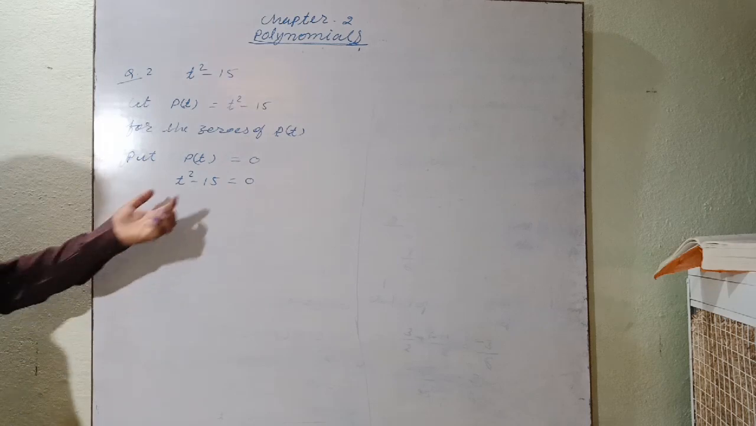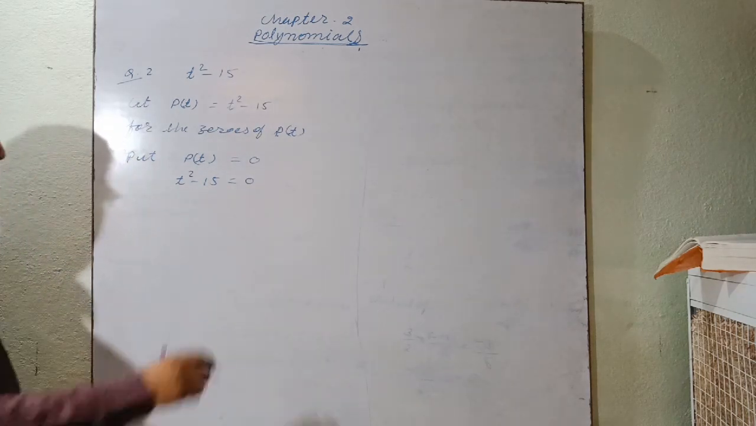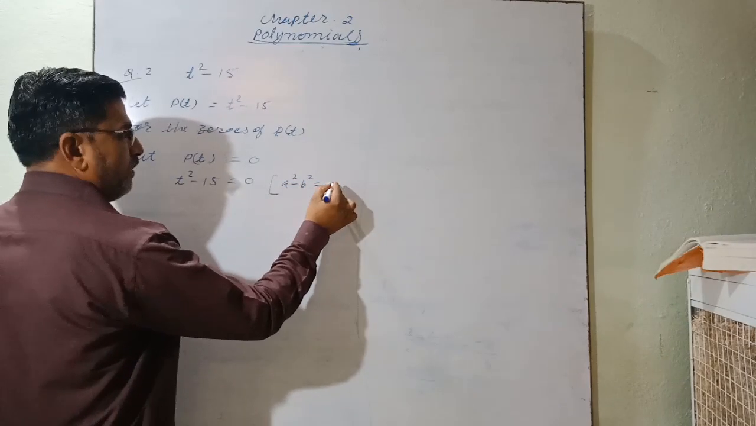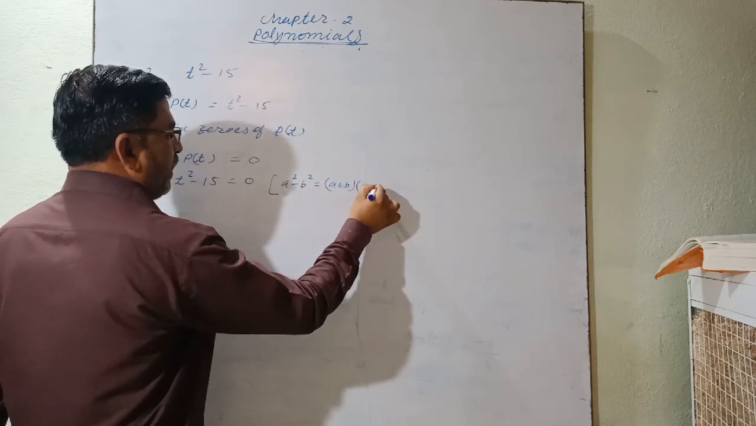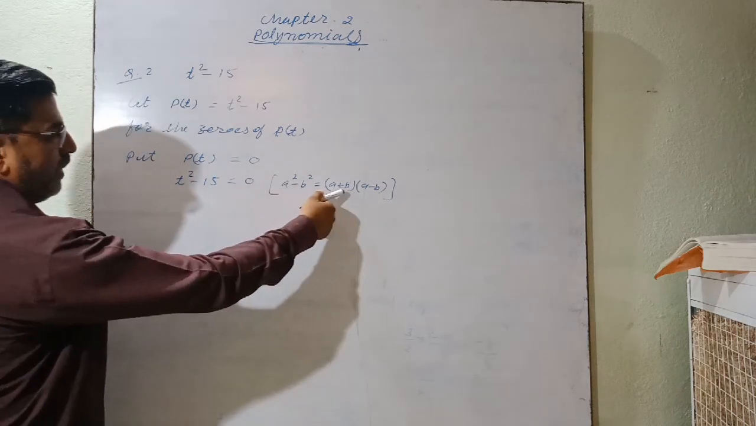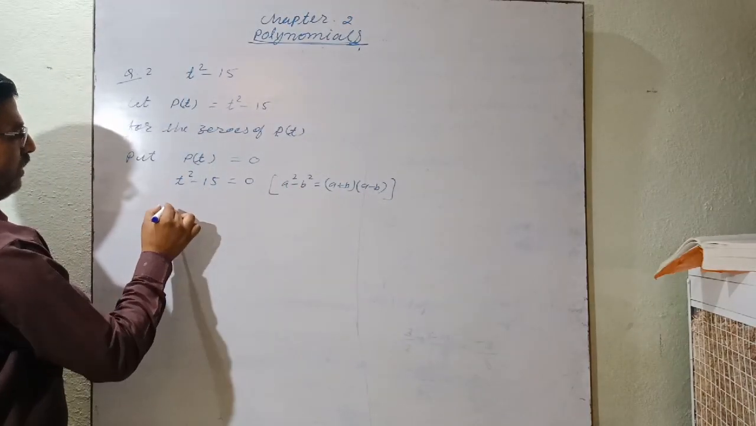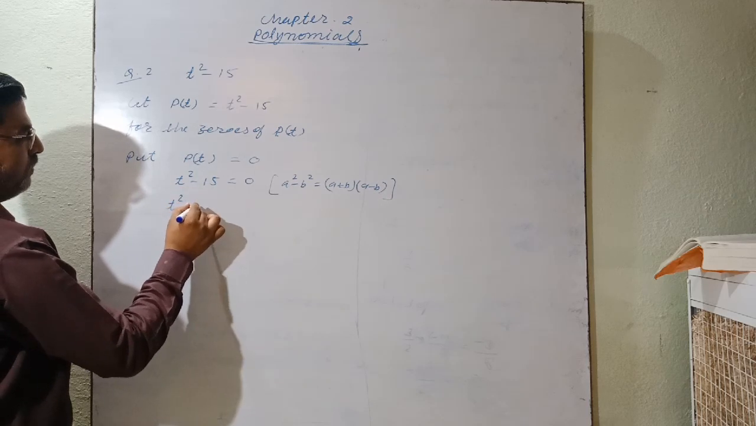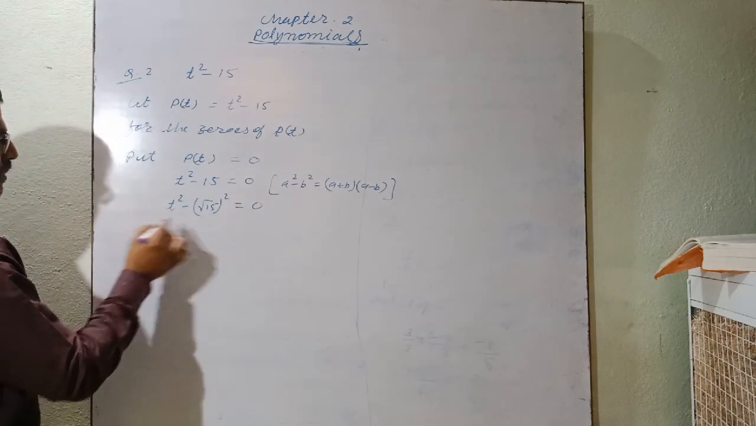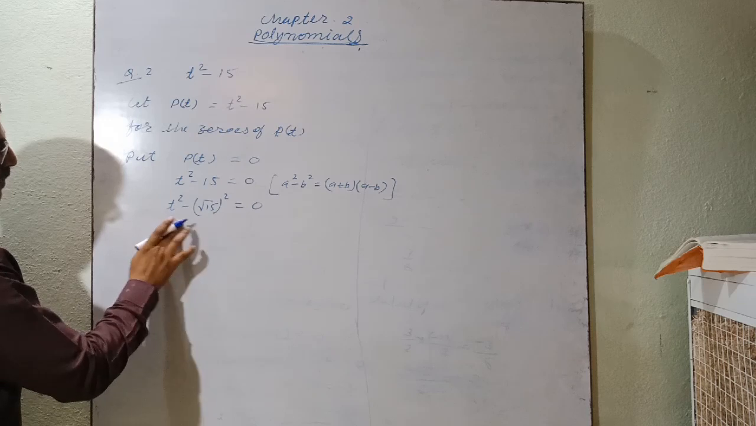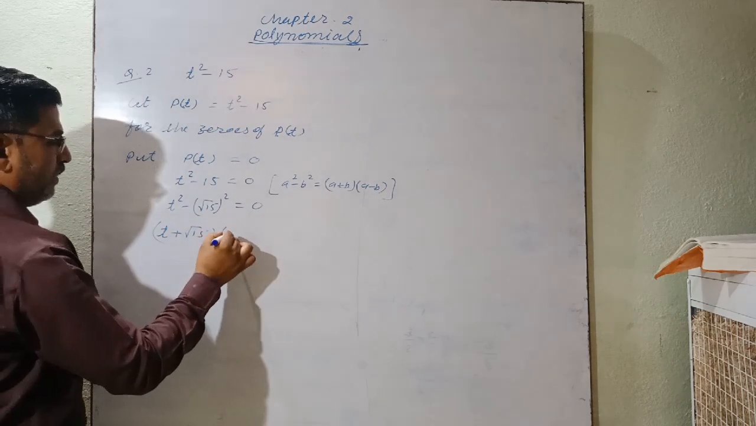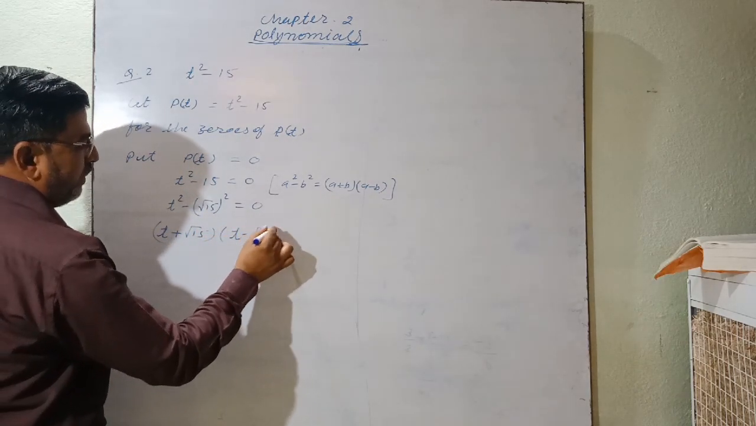Now t square minus 15 we solve by identity: a square minus b square equal to (a plus b) and (a minus b). We can use here the identity a square minus b square equal to (a plus b)(a minus b). Then t square minus 15 we write in the form of t square minus (under root 15) square equal to 0. So right now (t plus under root 15) and (t minus under root 15) equal to 0.